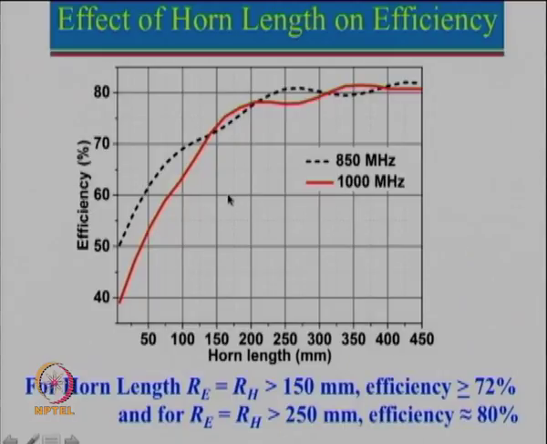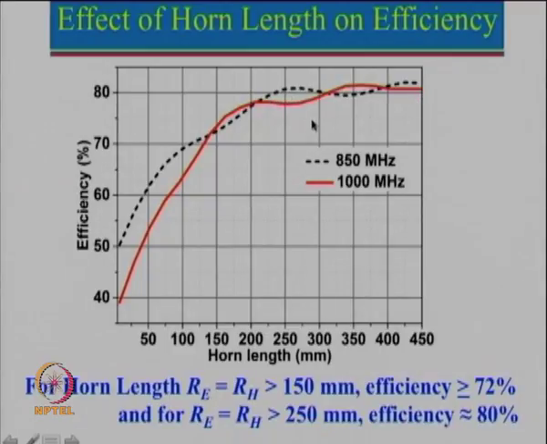However, if we increase the horn length, and the horn length is greater than 150 mm, which is over here, you can see that the efficiency is greater than 72%. And if we take the horn length greater than 250 mm, somewhere over here, then the efficiency is close to 80%. Here we can see there is no point in continuing to increase the horn length to even 450 or so. The efficiency is relatively constant. So after a certain point, there is no increase in the efficiency.